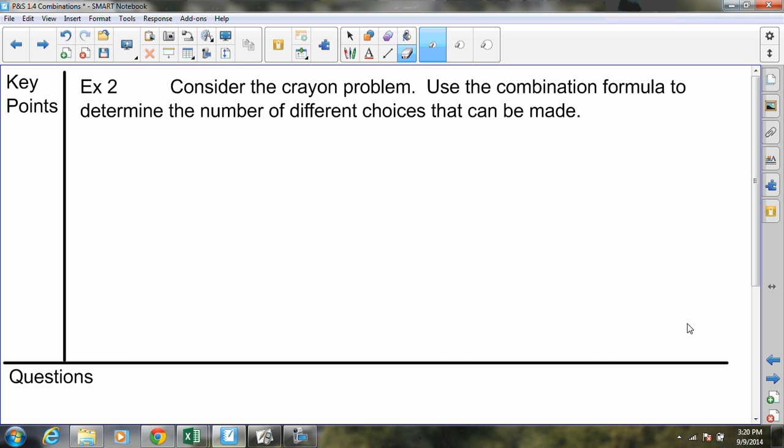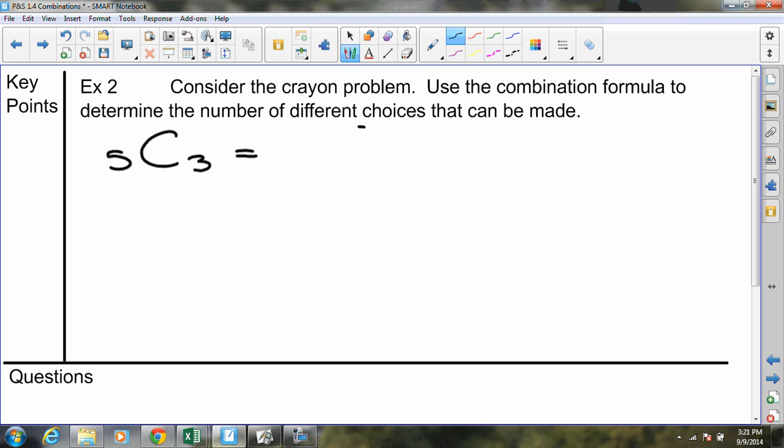We should recognize that in the crayon problem, there were 5 crayons to pick from. When we choose them, the order does not matter. That's why we're doing combinations, and we were picking 3. If you can read through the problem to set it up to this point, you are open, because we know how to use the formula.